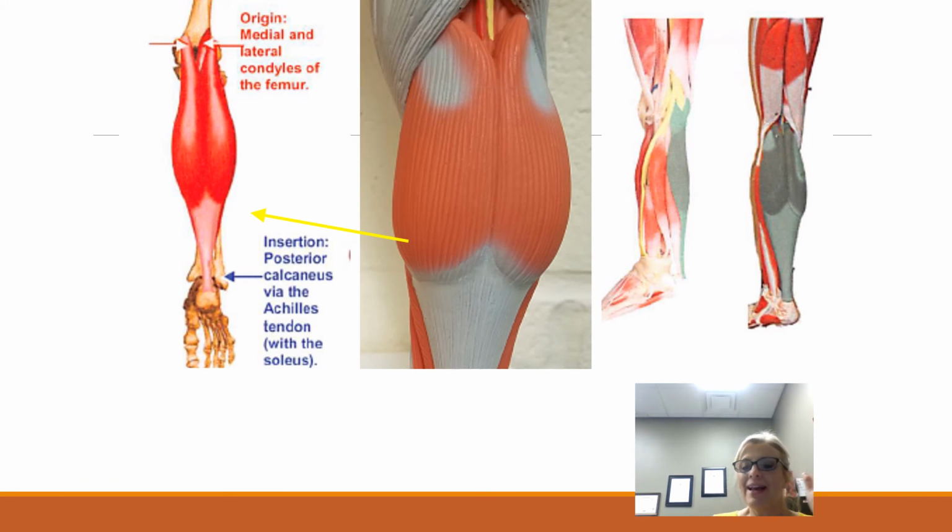This is the gastrocnemius. It is what we think of as our calf muscle. It is superficial, and it is on the posterior aspect of the leg. It has an origin of the medial and lateral condyle of the femur. The insertion is going to be on the posterior calcaneus, via the Achilles tendon. So the action is flexion of the knee, which means bringing the knee back, and plantar flexion of the ankle, so pointing down towards the ground.